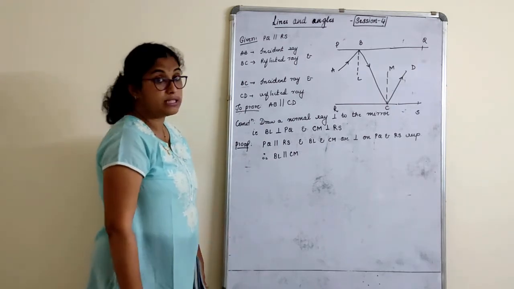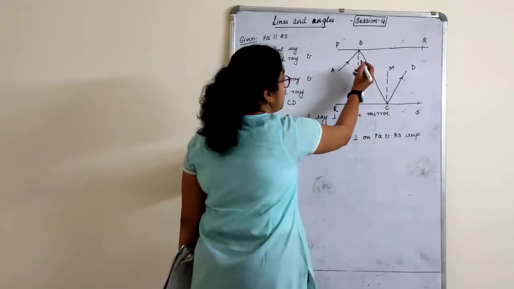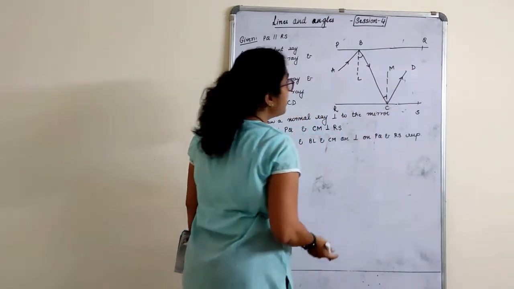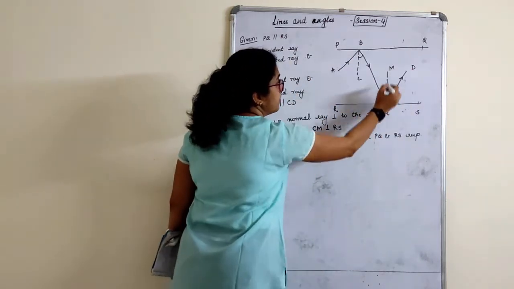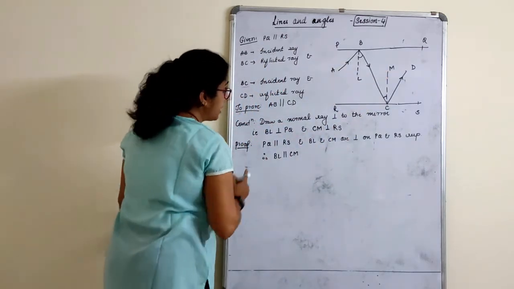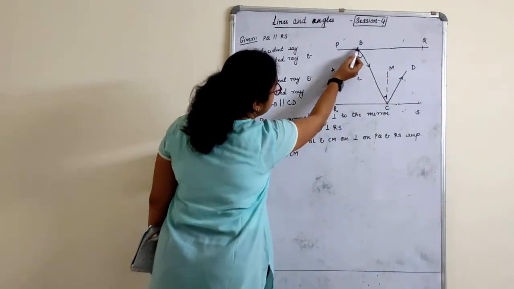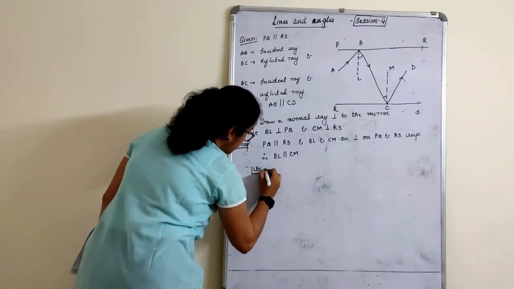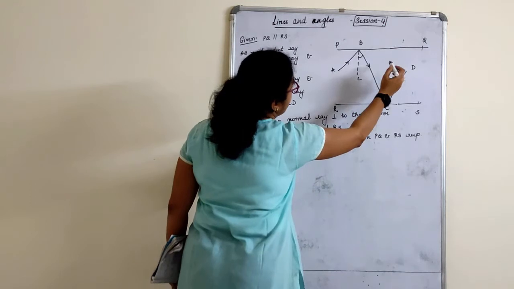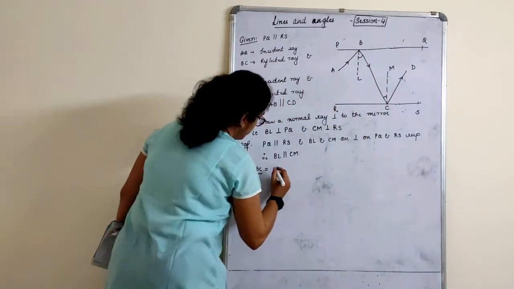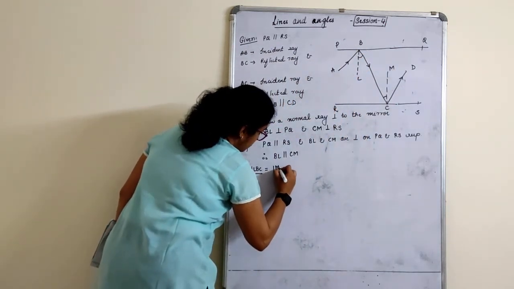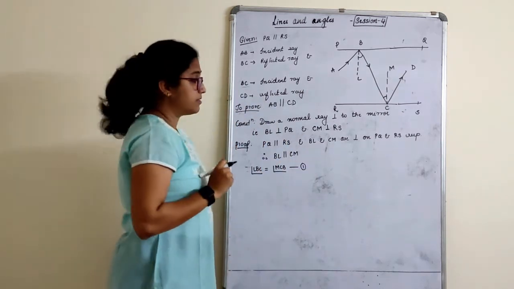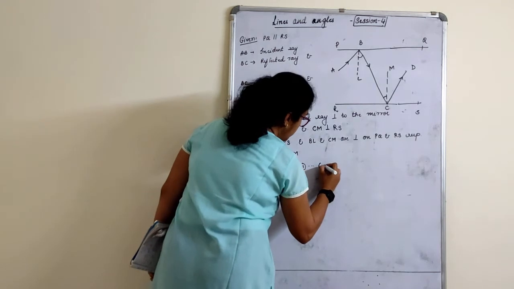BL parallel to CM. Now since BL is parallel to CM, can I tell this angle is equal to this angle? Why? Z formation, alternate angles. Okay, write down: angle LBC is equal to angle MCB. Equation 1. Keep this as it is. The reason we need to write is alternate angles.